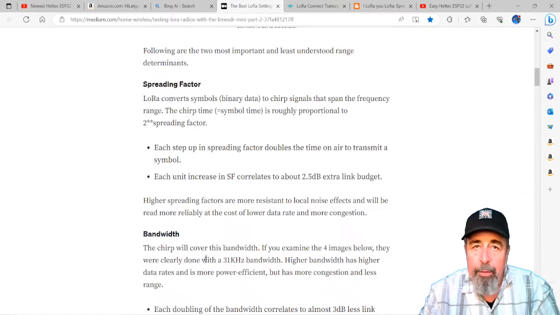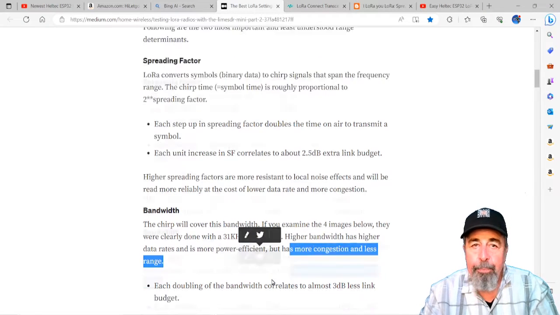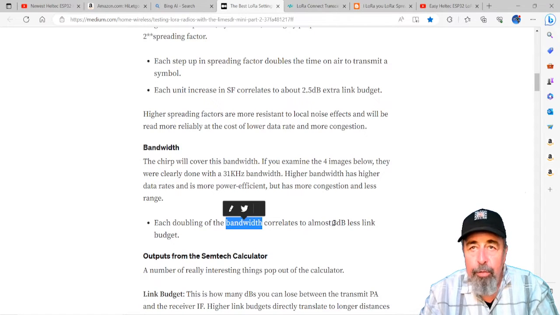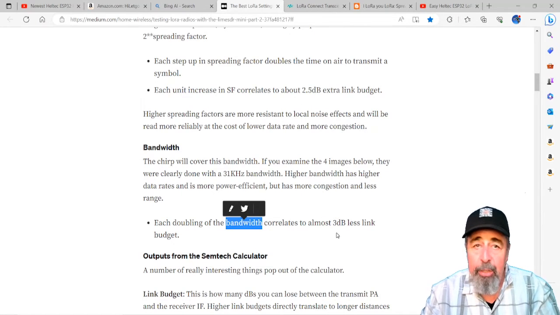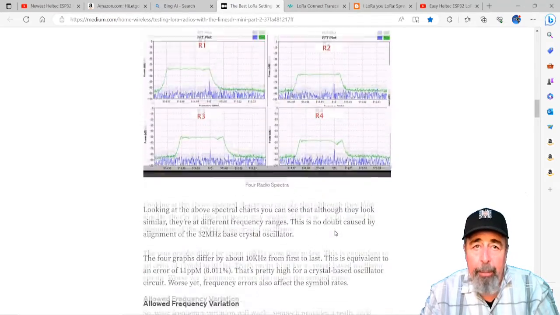Okay, so bandwidth, the chirp will cover this bandwidth. Higher bandwidth has higher data rates and is more power efficient, but has more congestion and less range. Each doubling of bandwidth correlates to almost a 3 decibel less link budget. Let's see, we'll play with the calculator in a minute here.